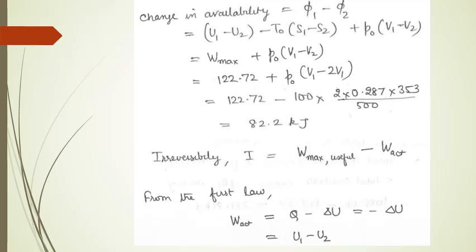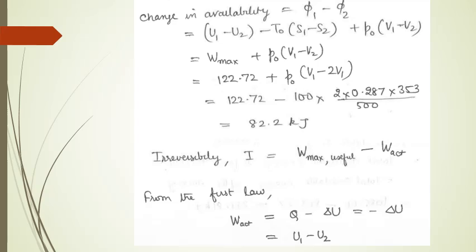Now the change in availability, which is equal to phi1 minus phi2, can be written as u1 minus u2 minus t0 into s1 minus s2 plus p0 into v1 minus v2. Now u1 minus u2 minus t0 into s1 minus s2 is the available energy or the maximum work obtainable, and the value of which has been calculated as 122.72. So we have written the value over here, and the second term has been calculated by putting the value of the parameters. So the change in availability phi1 minus phi2 comes out to be 82.2 kilojoule.